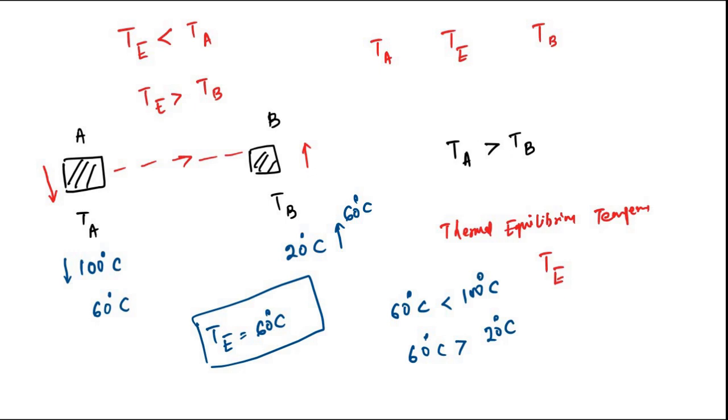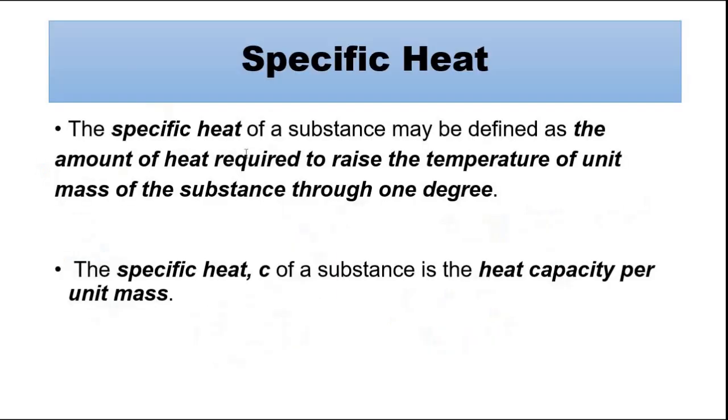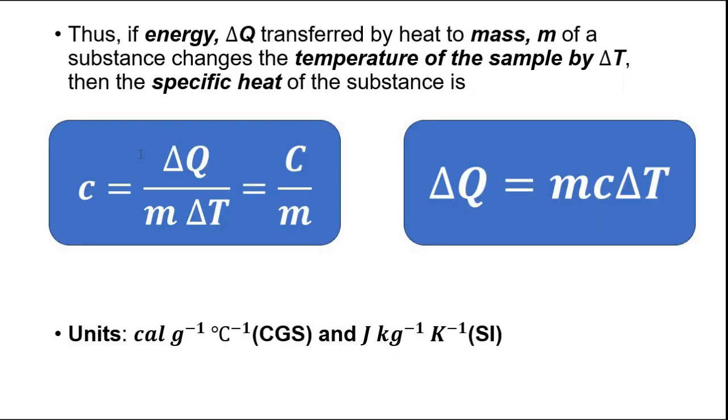We have discussed it in the previous video, but as this concept will come here, the concept of specific heat. Specific heat, as we all know, is the amount of heat required to raise the temperature of unit mass, that is 1 gram or 1 kg of a substance, through 1 degree Celsius or 1 degree Kelvin, depending upon which unit you are using, CGS or SI. So it is given by this.